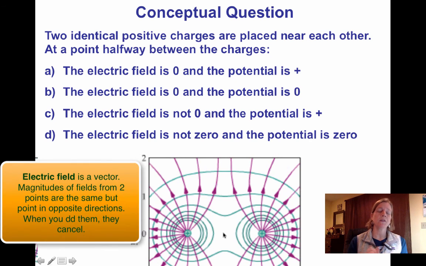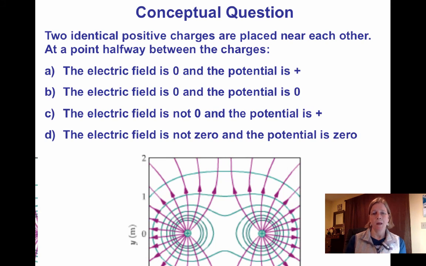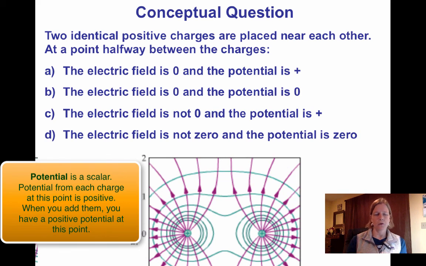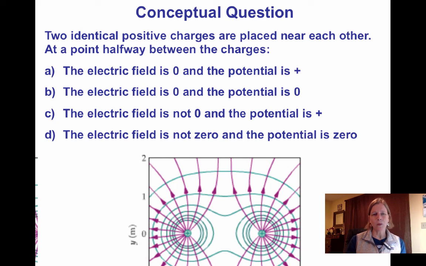The electric field at this midpoint will be the sum of the electric fields from the two charges, and you could think of the electric field from one charge and the other charge pointing in opposite directions of equal magnitude, so they'd cancel, and it would indeed be 0. And the potential for a positive charge is going to be positive potential, so we'll have a positive potential at that location. Let's just check the others.